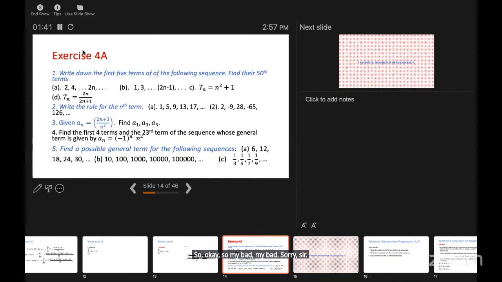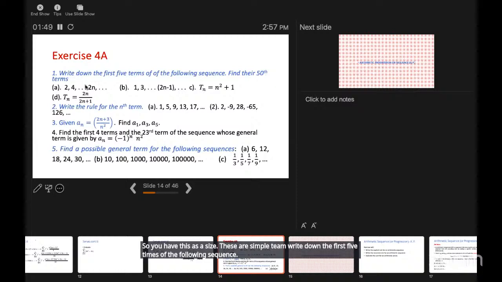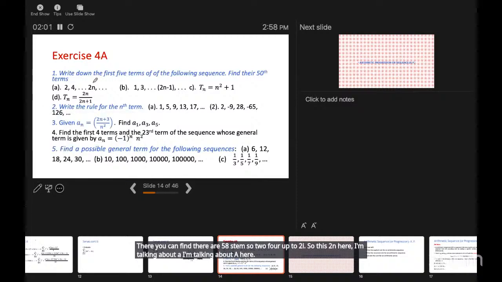Sorry, sir. So you have this as an exercise. These are simple things. Write down the first 5 terms of the following sequences, then you can find their 58th term. So 2, 4, up to 2n. This 2n here, I'm talking about A. This 2n is the general term.